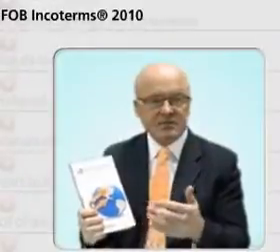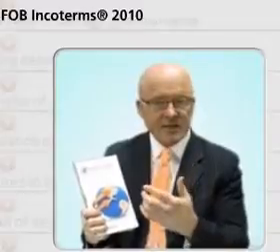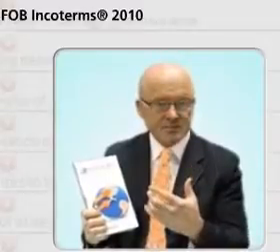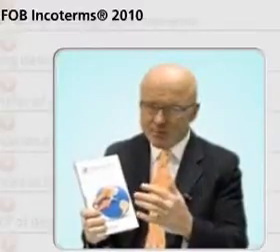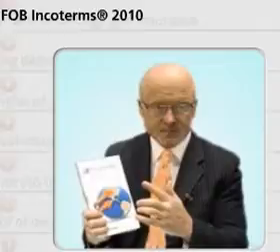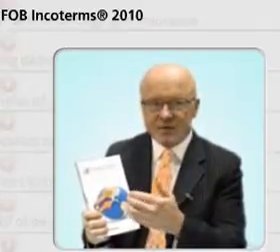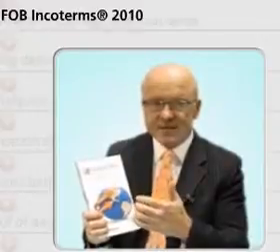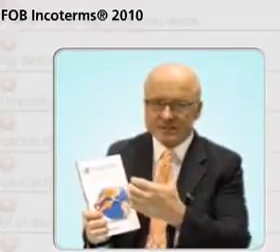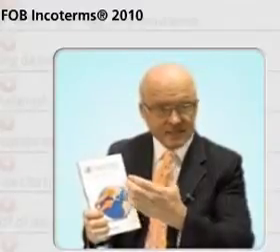The obligations of the seller and buyer under FOB are set out in A1 to A10 and B1 to B10. There are 3 essential points to observe when reviewing the FOB Incoterms rule. First concerns delivery, as outlined at A4, B4, where the rule provides that the seller delivers by placing the goods on board the vessel nominated by the buyer at the port of shipment.